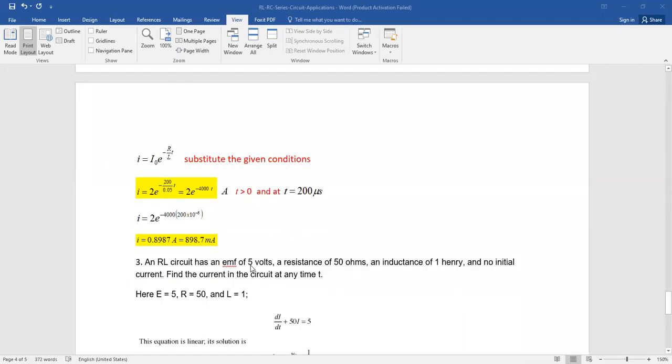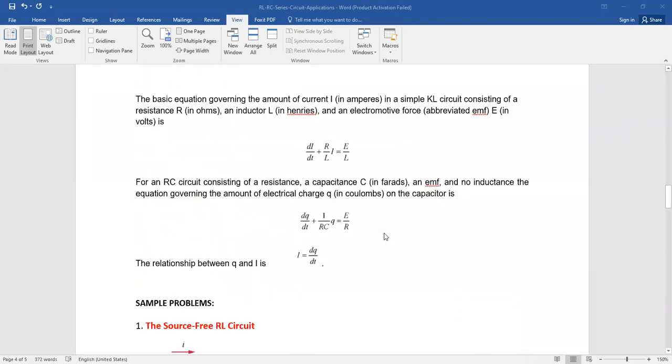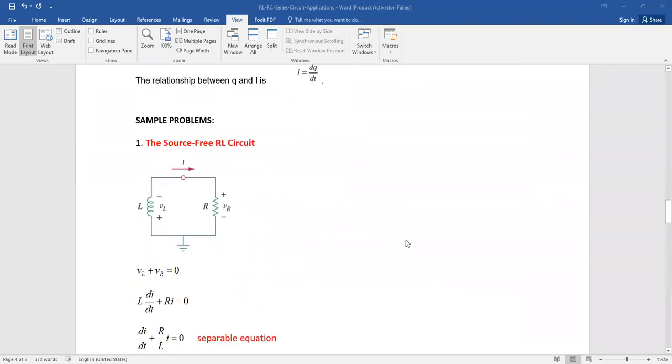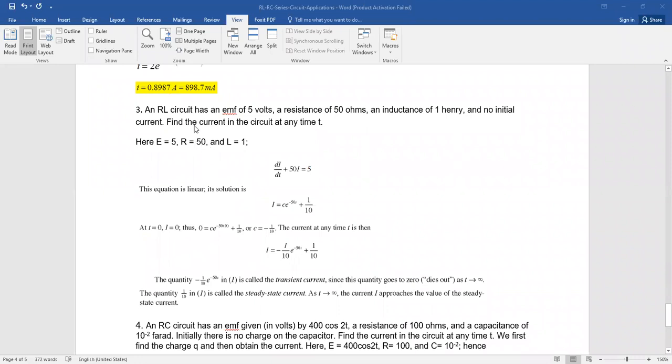Now we'll look for a different application of the RL circuit wherein we're going to set up the DE starting from the equation that I gave you as a guide. This one. The equation wherein your unknown function is current and your independent variable is time. And that problem would be this. Okay, an RL circuit has an EMF of 5 volts. So take note, it's now having an EMF of 5 volts. So this is DC. A resistance of 50 ohms, and an inductance of 1 Henry. And there's no initial current. Find the current in the circuit at any time t.